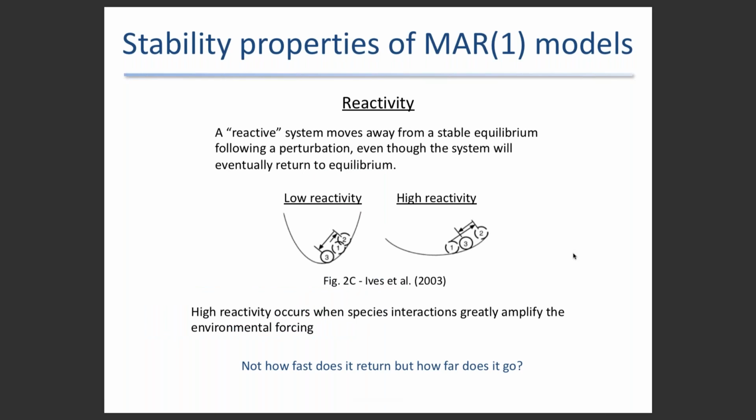Reactivity. So that's this idea. You start here, and you give it a kind of a ping, a force. A big storm comes through, wipes out 50% of your top predator. Does it react dramatically, and lots of the abundances change, like in this case, or does it have low reactivity?